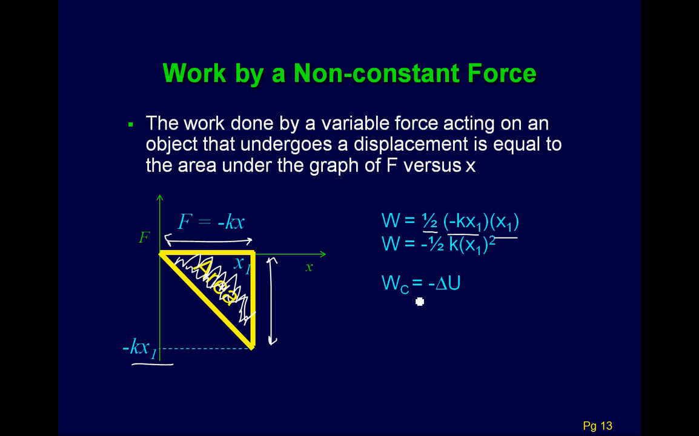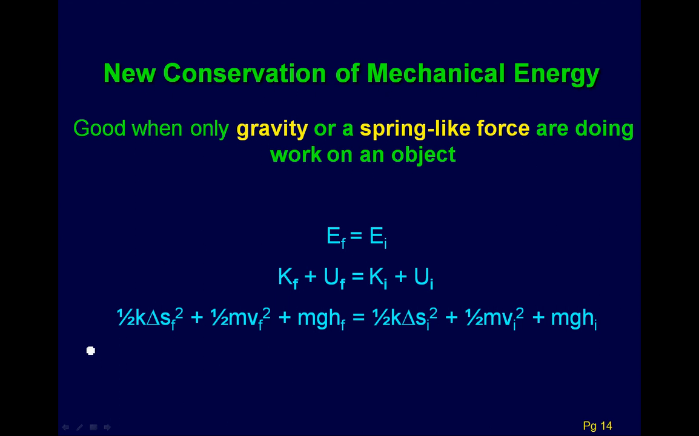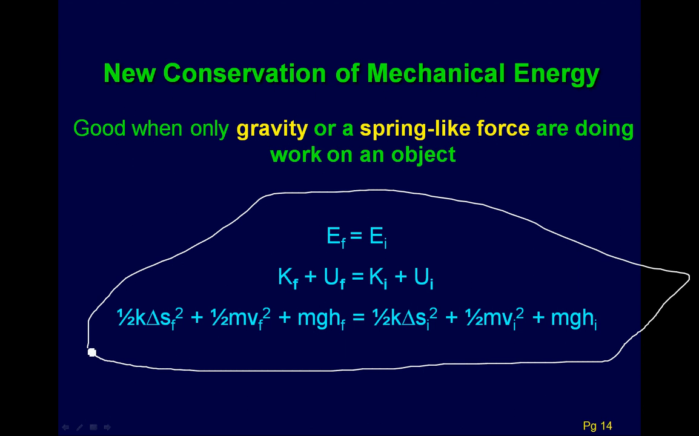Then remember, our definition says that the change in the potential is equal to the negative of the work done by the conservative force, so these negative signs cancel out, and we get our definition for the potential energy due to a spring force, which is 1/2 kx squared. This allows us to write this monumental conservation of mechanical energy. The rule says that it holds when only conservative forces are doing work. In our class, conservative forces are gravity or a spring, so this is good when only gravity or a spring-like force are doing work on an object.